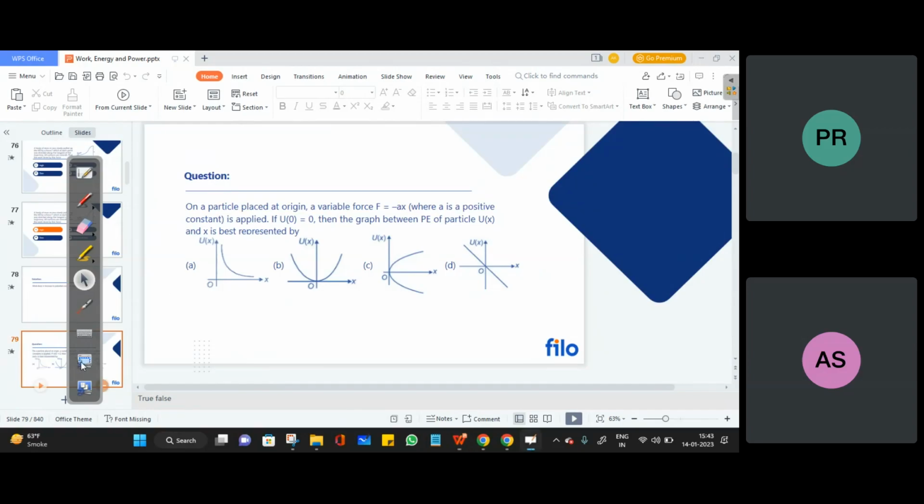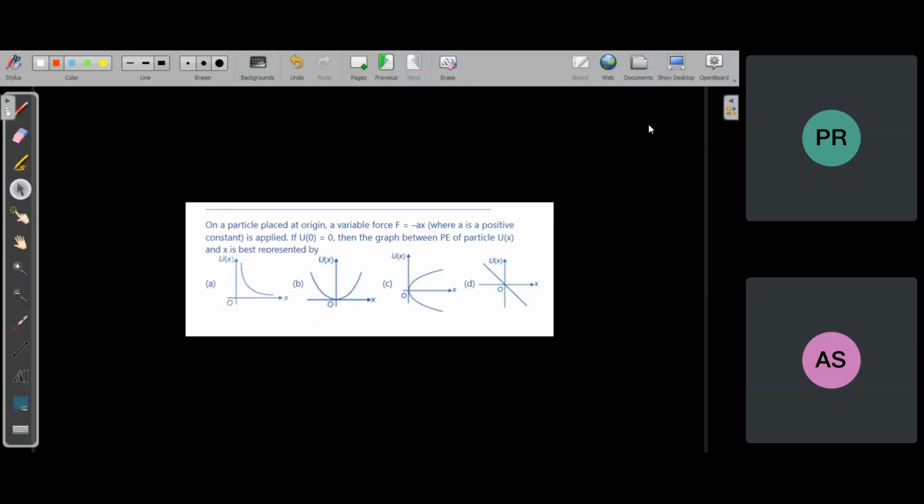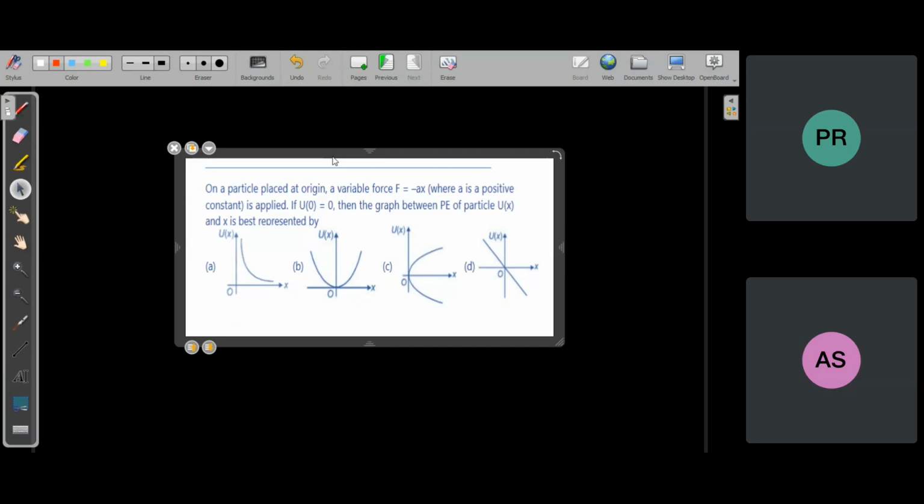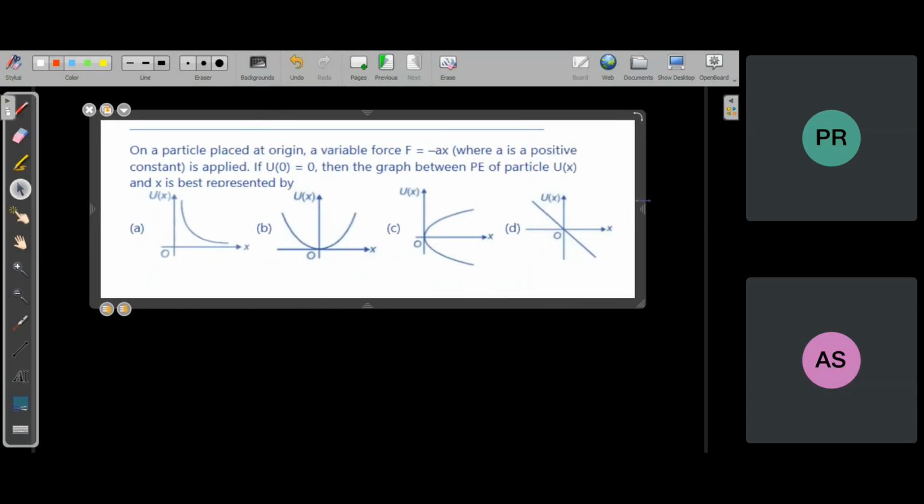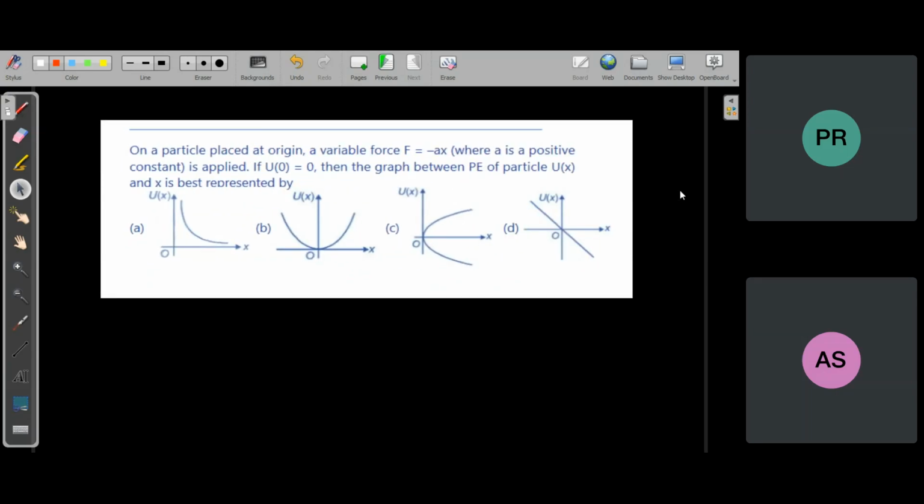Okay, so now you can try this question. Potential analysis, gravity, potential of the particle. D will be the answer, no? D will be the answer.